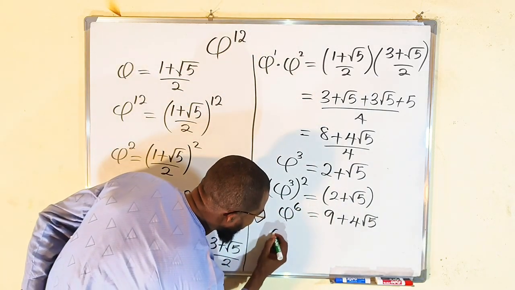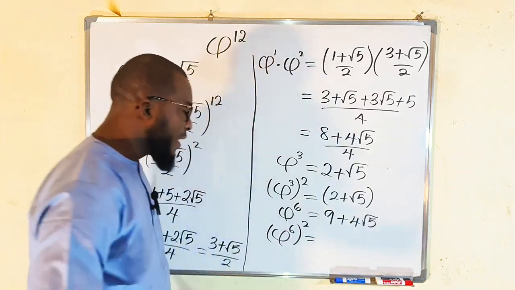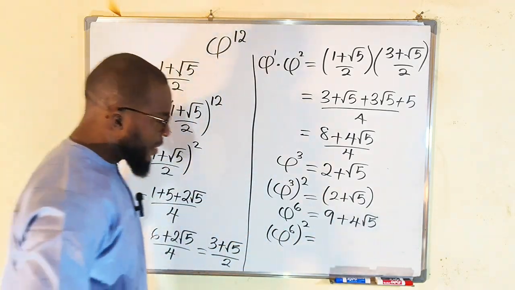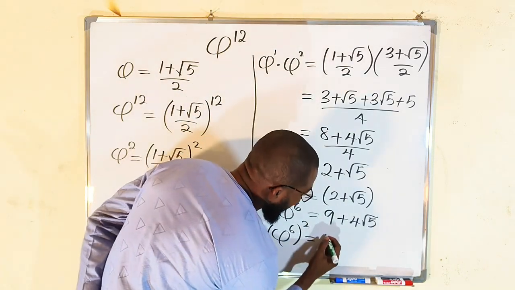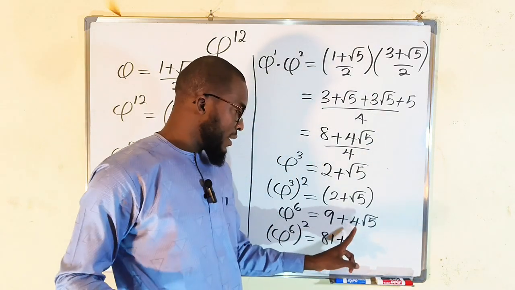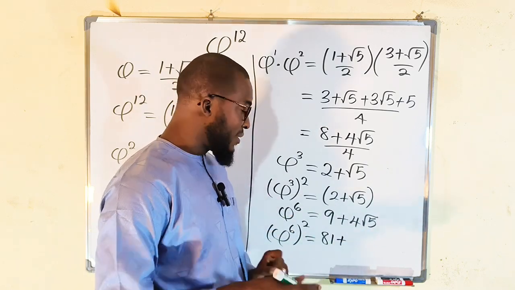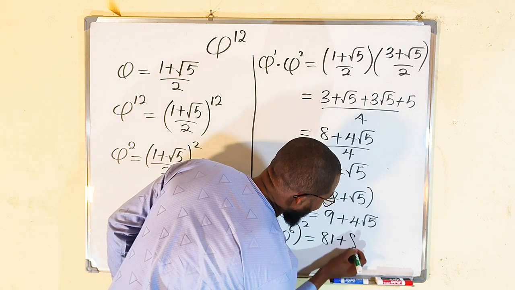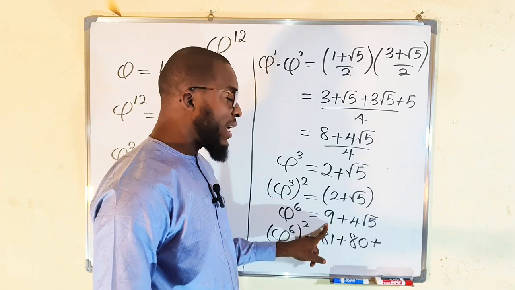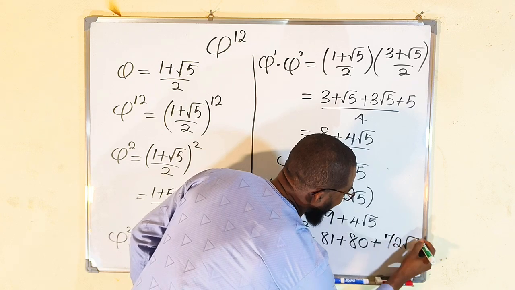And we know that the moment we take the golden ratio to the power of 6 whole squared again, this will give us the golden ratio to the power of 12. And that's exactly what we are looking for. First term squared, that will give us 81. Then plus second term squared, 4 squared is 16. Square root of 5 squared is 5. 16 times 5 is 80. So we have 80 right here. Then plus 2 times 9 is 18, and 18 times 4 is 72. So we have 72 root 5.